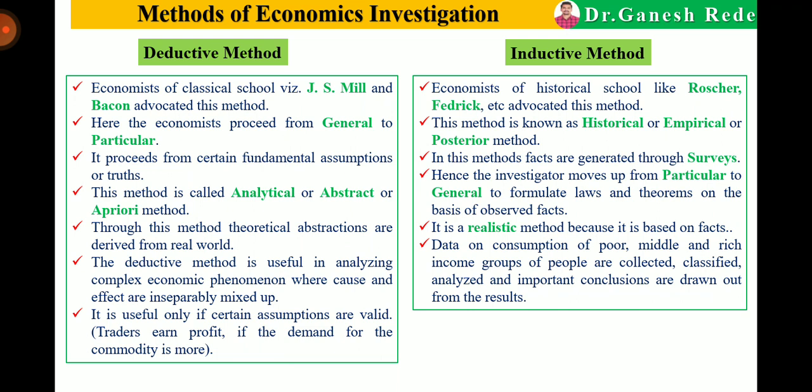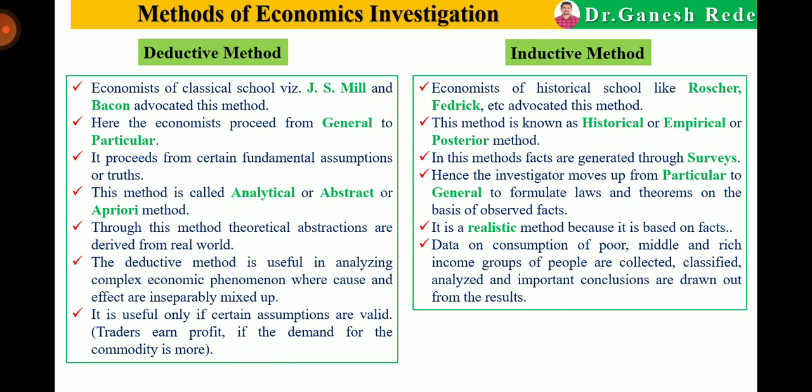On the other hand, the inductive method is known as the historical method, empirical method or posterior method. In this method we proceed from particular to general. It is known as historical because it was given by the economists of the historical school, and it studies the facts or the history of any event. Posterior means in the past. When we study the past, that is posterior. So the inductive method is also known as historical, empirical and posterior.